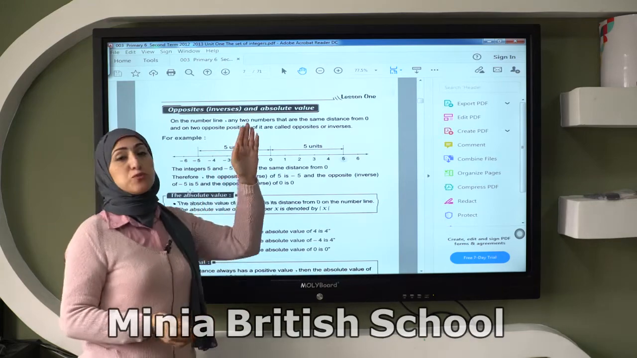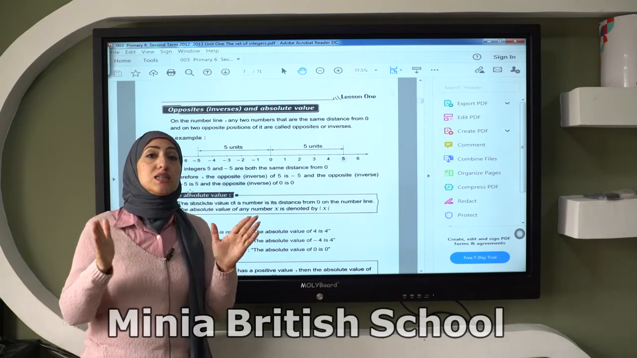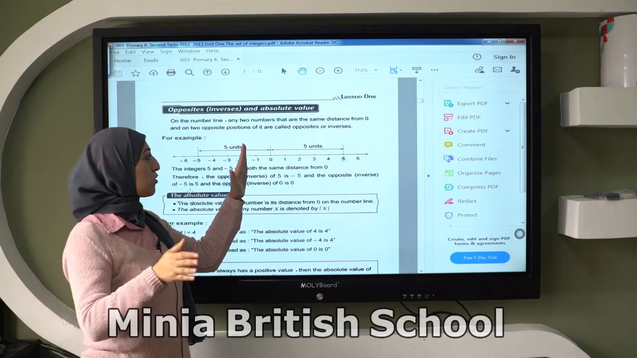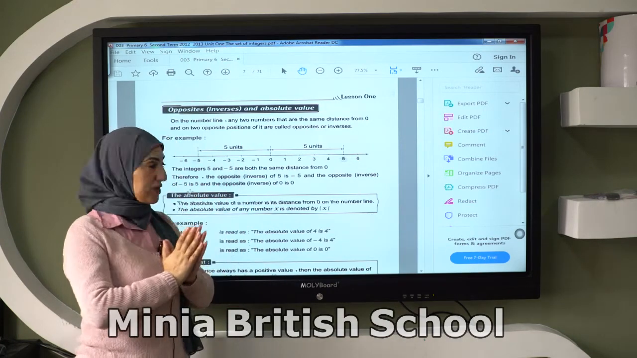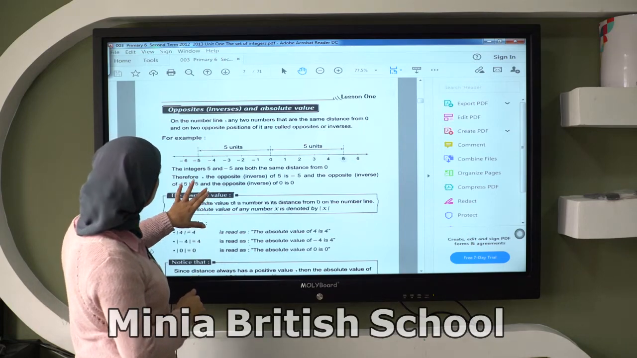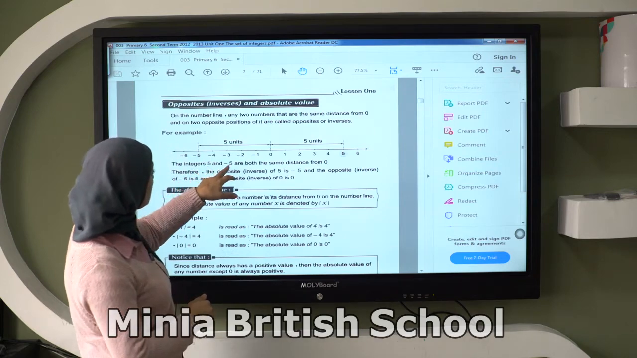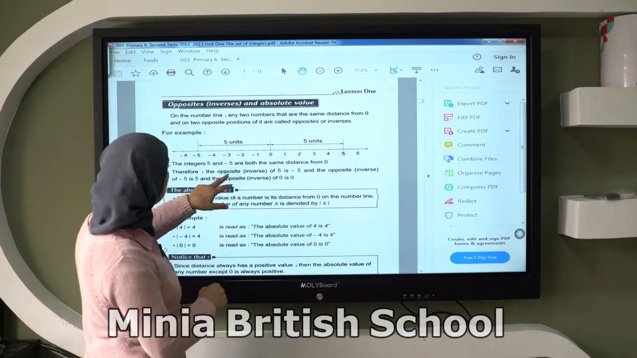What about the absolute value? The absolute value means the distance between 0 and the number. Okay? For example, if I want the absolute value of here, the integers 5 and negative 5, okay?